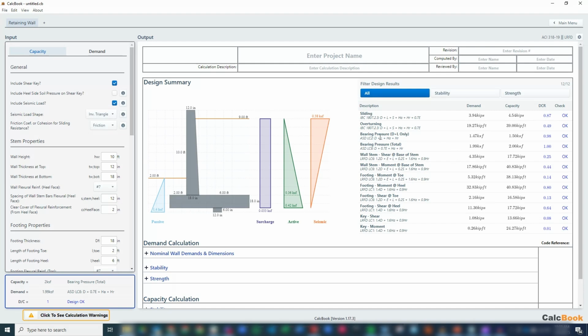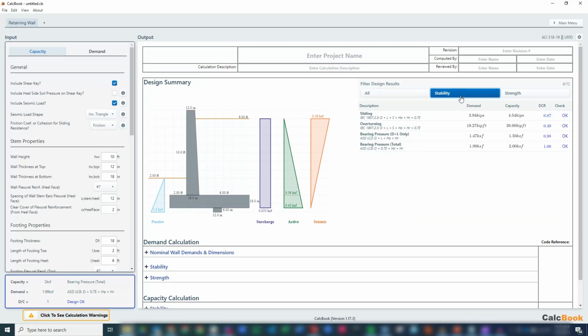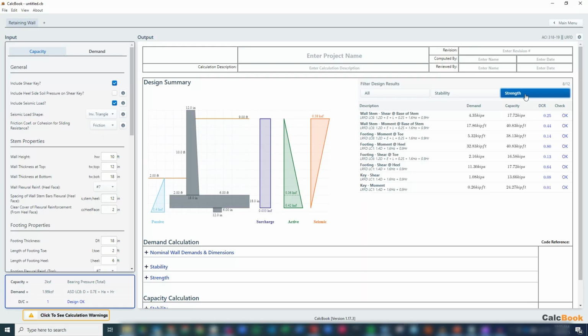So we have all of our design results, all of our different failure modes that we're looking at, and then we can filter those down by stability. So we have our sliding, overturning, bearing pressure, and then all of our strength calculations, our wall stem, our footing at the toe, footing at the heel, and then our shear key strength calculations.